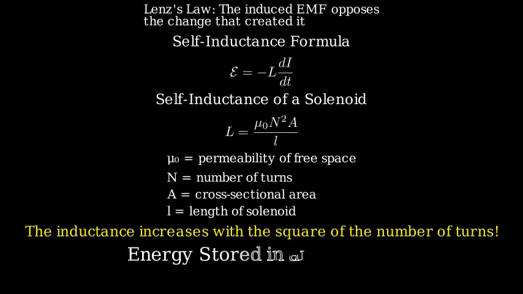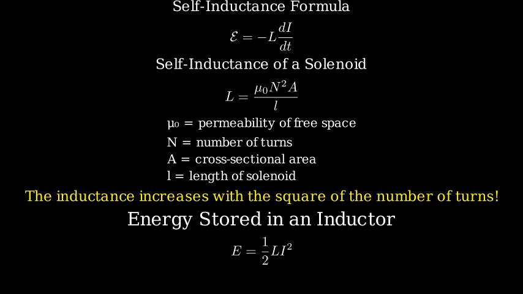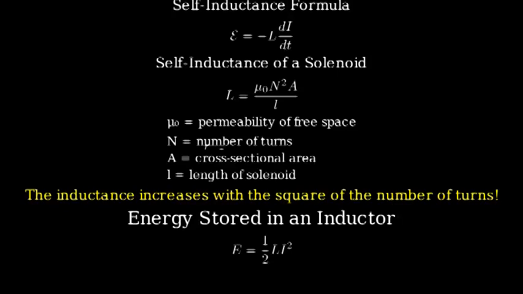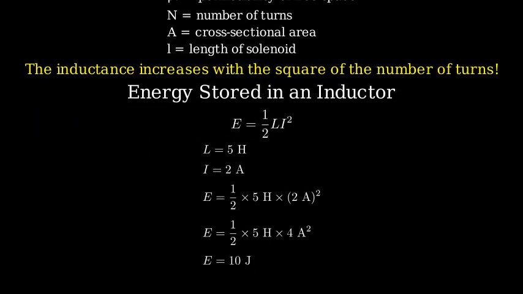An inductor also stores energy in its magnetic field. The energy stored is given by 1/2 times L times I squared, where L is the inductance and I is the current. For example, if we have a 5 Henry inductor with a current of 2 amperes, the stored energy would be 1/2 times 5 Henries times 4 amperes squared, which gives us 10 joules.